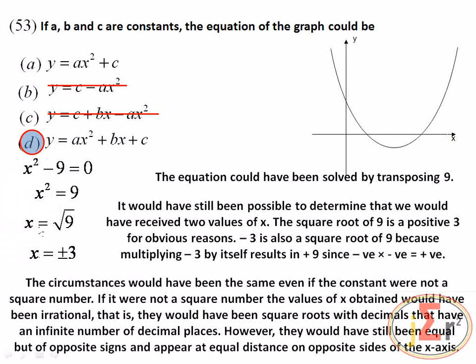Then we'll have what? x is equal to the square root of 8. The square root of 8 does not have a finite decimal representation. Therefore, we may think that it's a little bit awkward. It is not. The principle will be the same. The two x-intercepts will be at equal distance from the y-axis on either side of the y-axis.